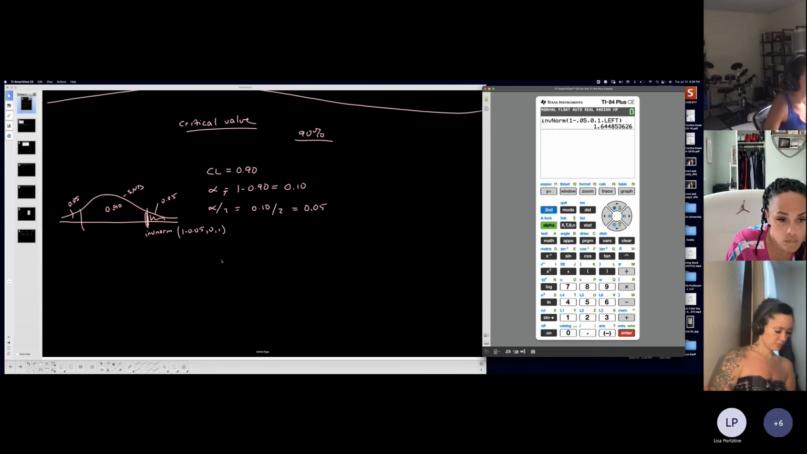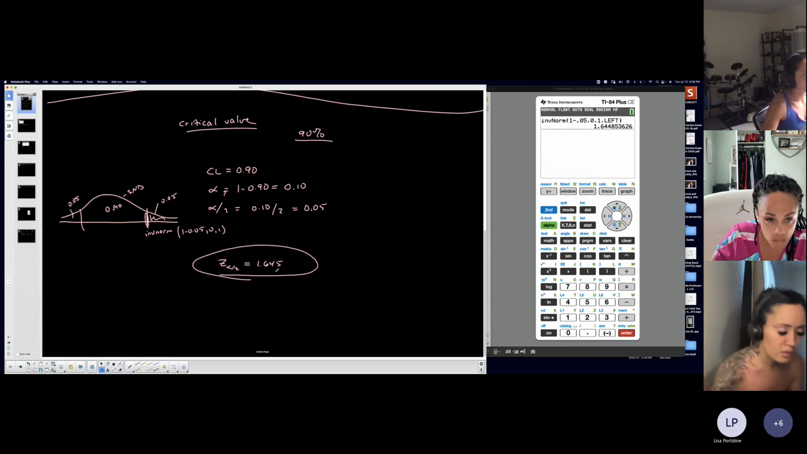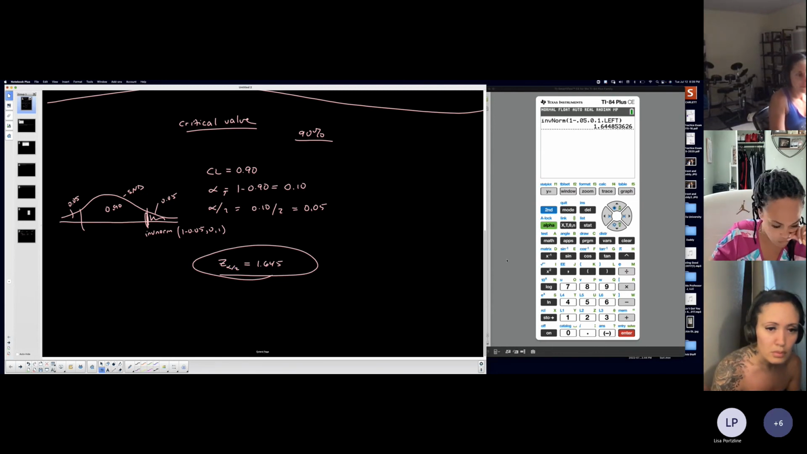1.64. So my notation is z alpha over 2. That's what it looks like. 1.645 if I'm rounding to 3. Okay, so that is the critical value notation. It's a z critical value with this area in the right tail, and that value is positive 1.645.